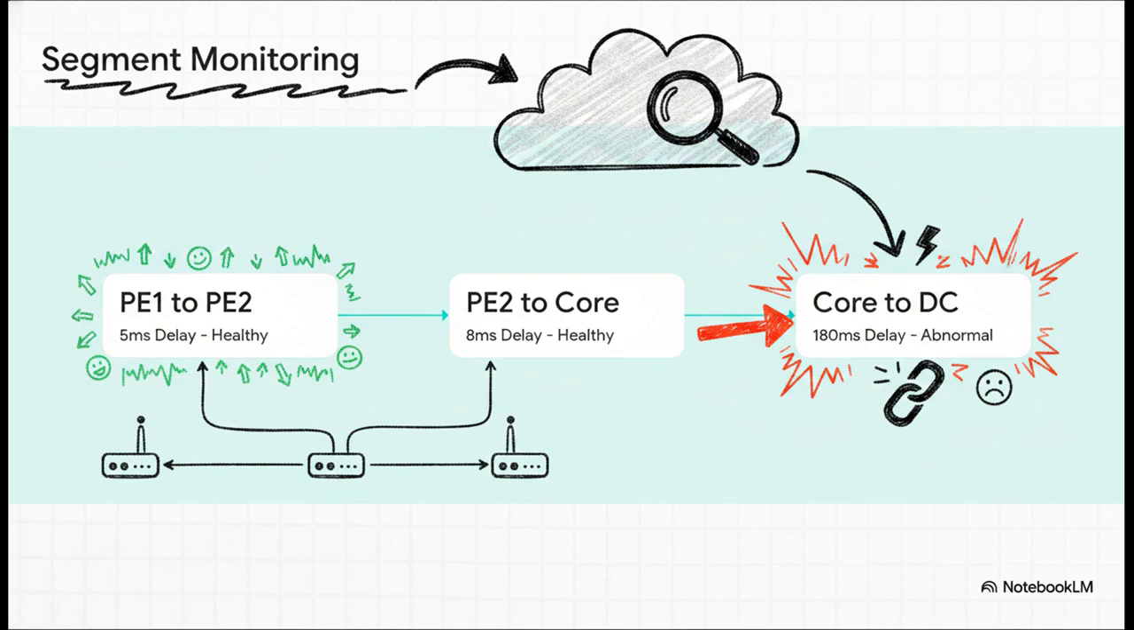RPM allows us to do segment monitoring. We literally break the path down. PE1 to PE2, 5 milliseconds, healthy. PE2 to the core router, 8 milliseconds, healthy. But from the core to the data center, bam! 180 milliseconds. By slicing the network into segments, we instantly isolate the exact fault domain.